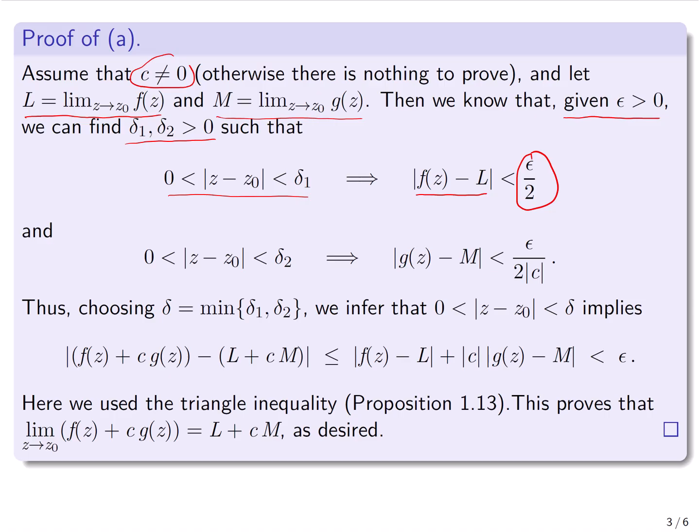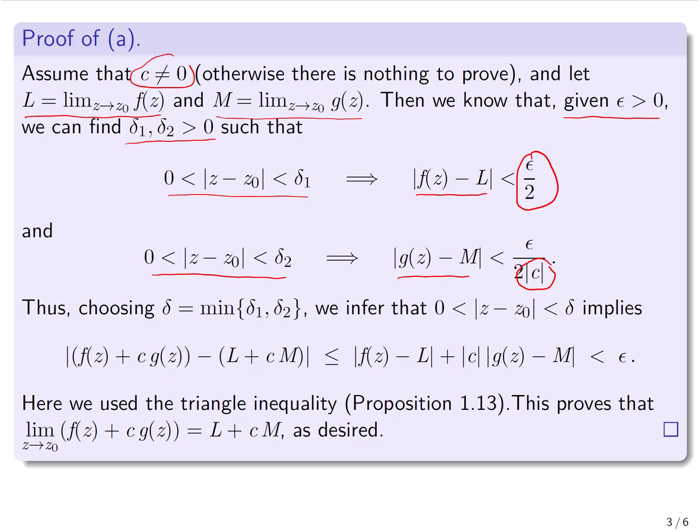And for the function g, there's a delta 2 such that the difference of g(z) and M is less than, it's not just epsilon over 2, you also need to multiply the denominator by the absolute value of c. The reason is, you can see in the theorem there's a c term, so just to cancel that out we multiply the denominator by c so that it cancels out, and you will see the algebra in a minute.